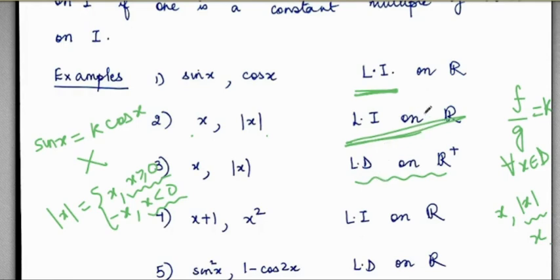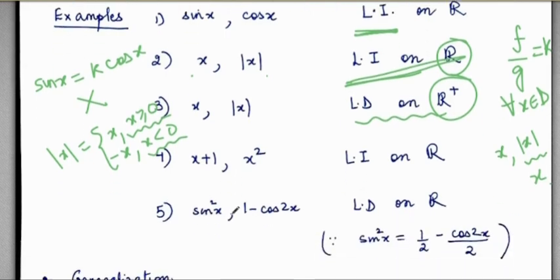So you can see that the domain has a great role in deciding linear dependence or independence. It is very significant to mention the domain where you are discussing independence or dependence. The same functions may be dependent on a certain domain but not on another domain, as is justified by these two examples, number 2 and 3.